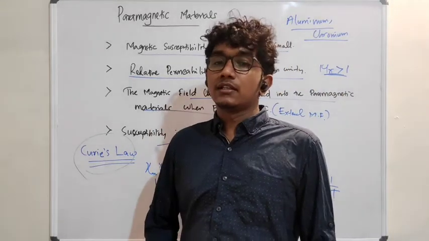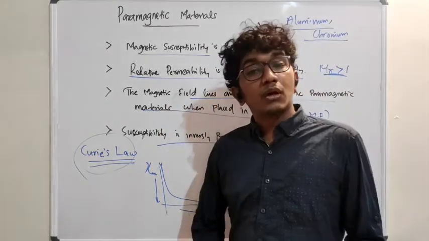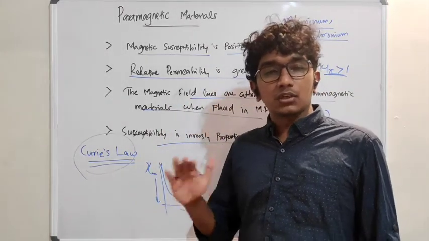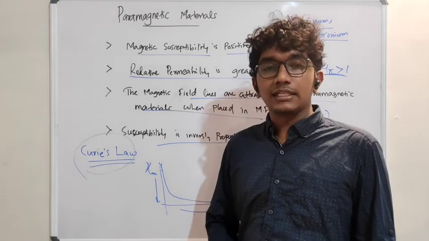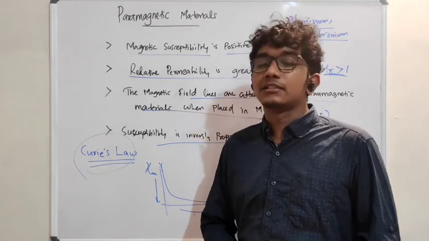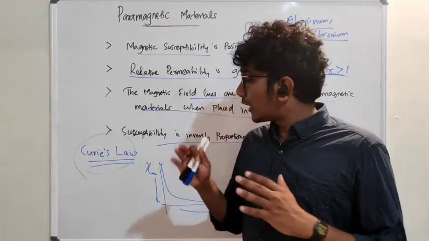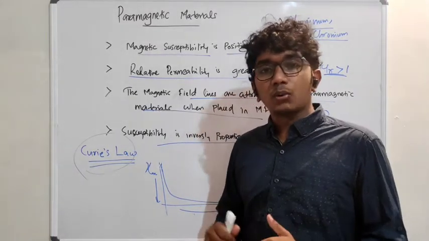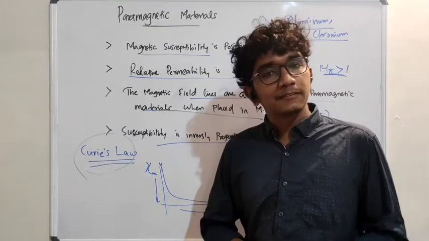The graph is very important. So you have to understand the graph and the law only. That is all we need, and there are no numericals with this. At least you have to understand what Curie's law is, how it affects the paramagnetic material, etc.